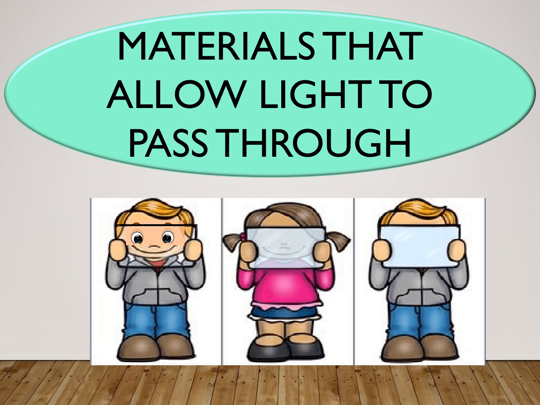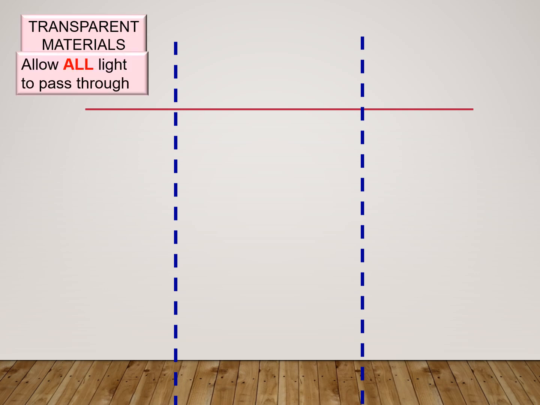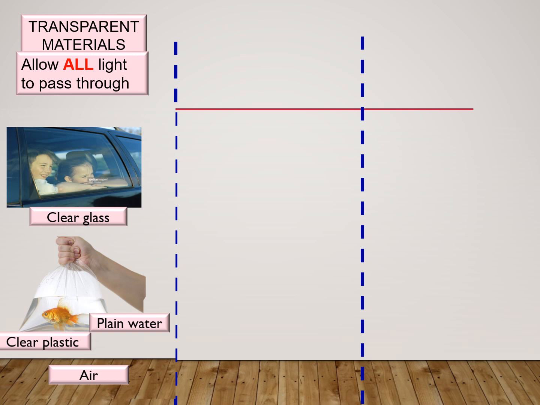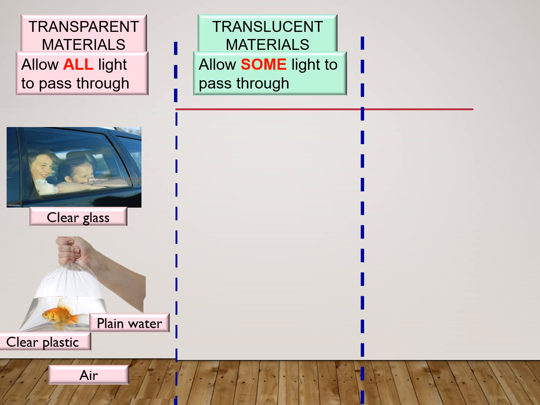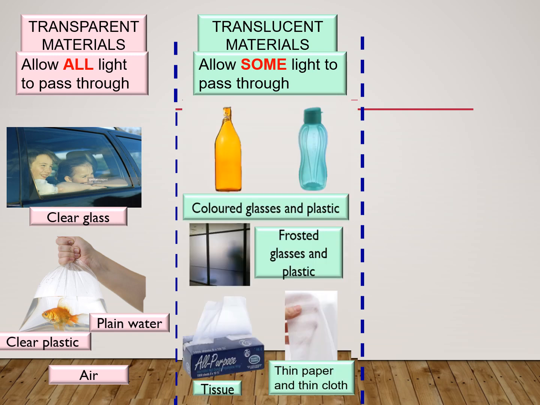Now let's learn about materials that allow light to pass through. Transparent materials are materials that allow all light to pass through, such as clear glass, clear plastic, plain water, or fresh air. Translucent materials are materials that allow only some light to pass through, such as colored glasses and plastic, frosted glasses and plastic, tissue, thin paper or thin cloth, tracing paper, and other examples.